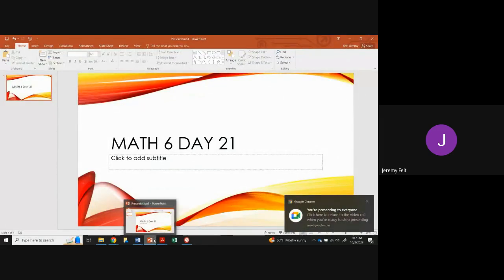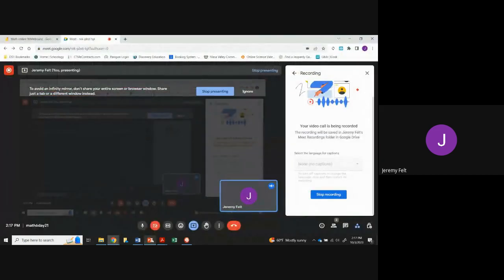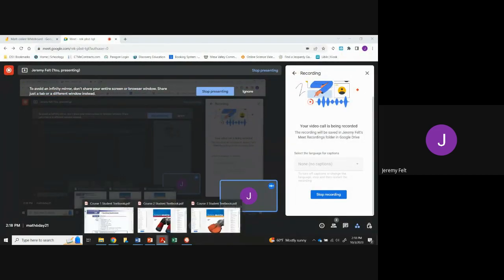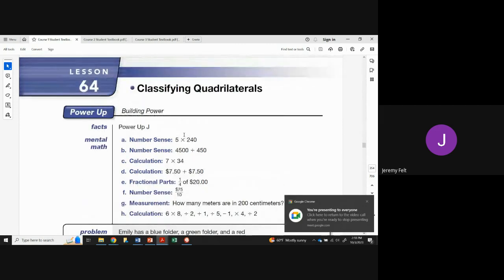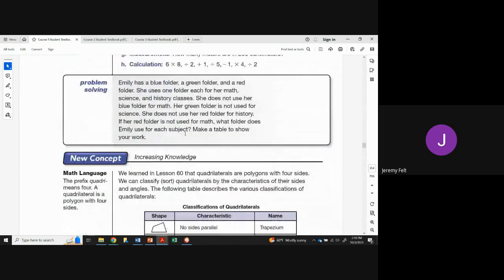Hi guys, welcome. Today we are looking at Math 6, Day 21. We are going to be looking at lessons 64 and 65. So classifying quadrilaterals is our first lesson.